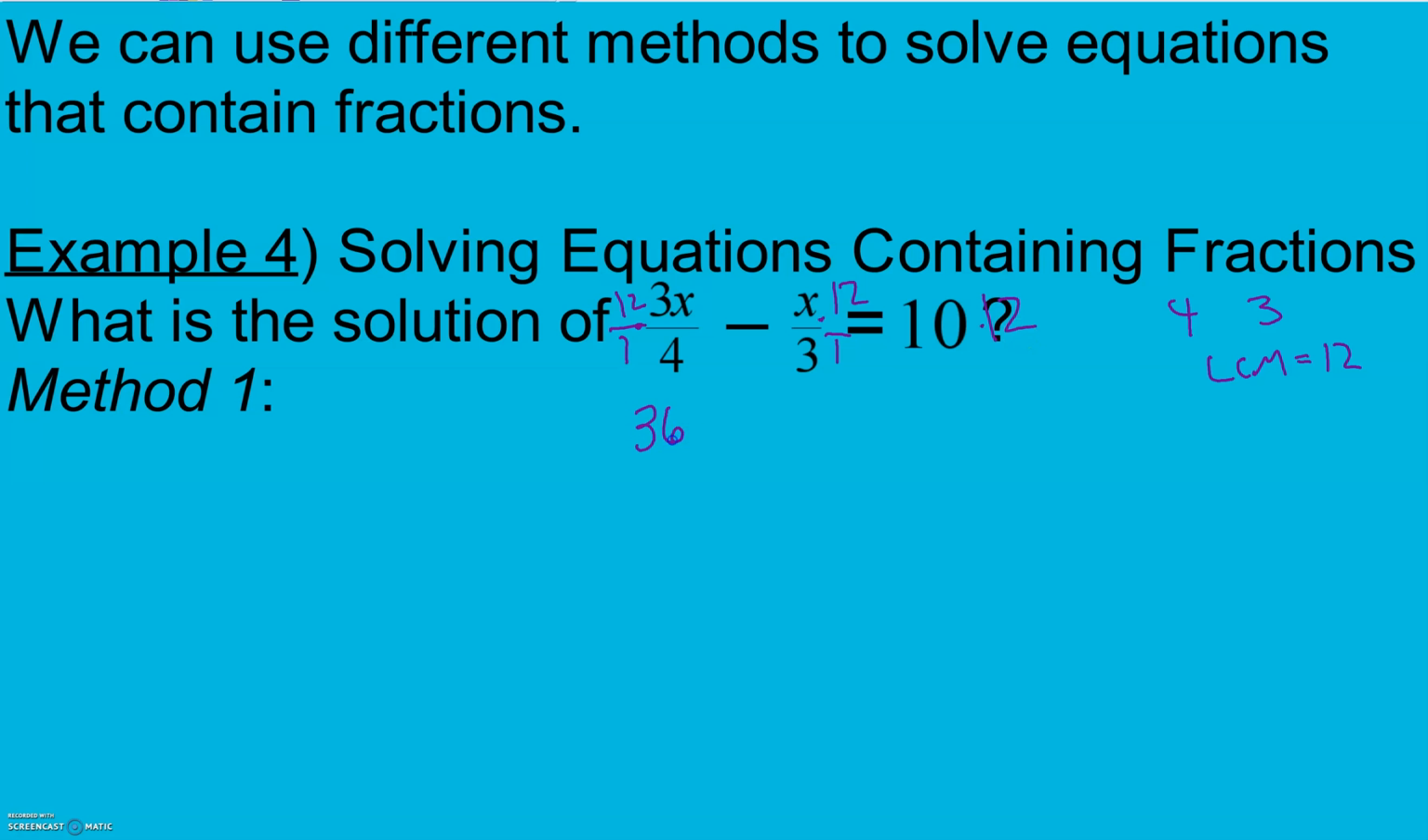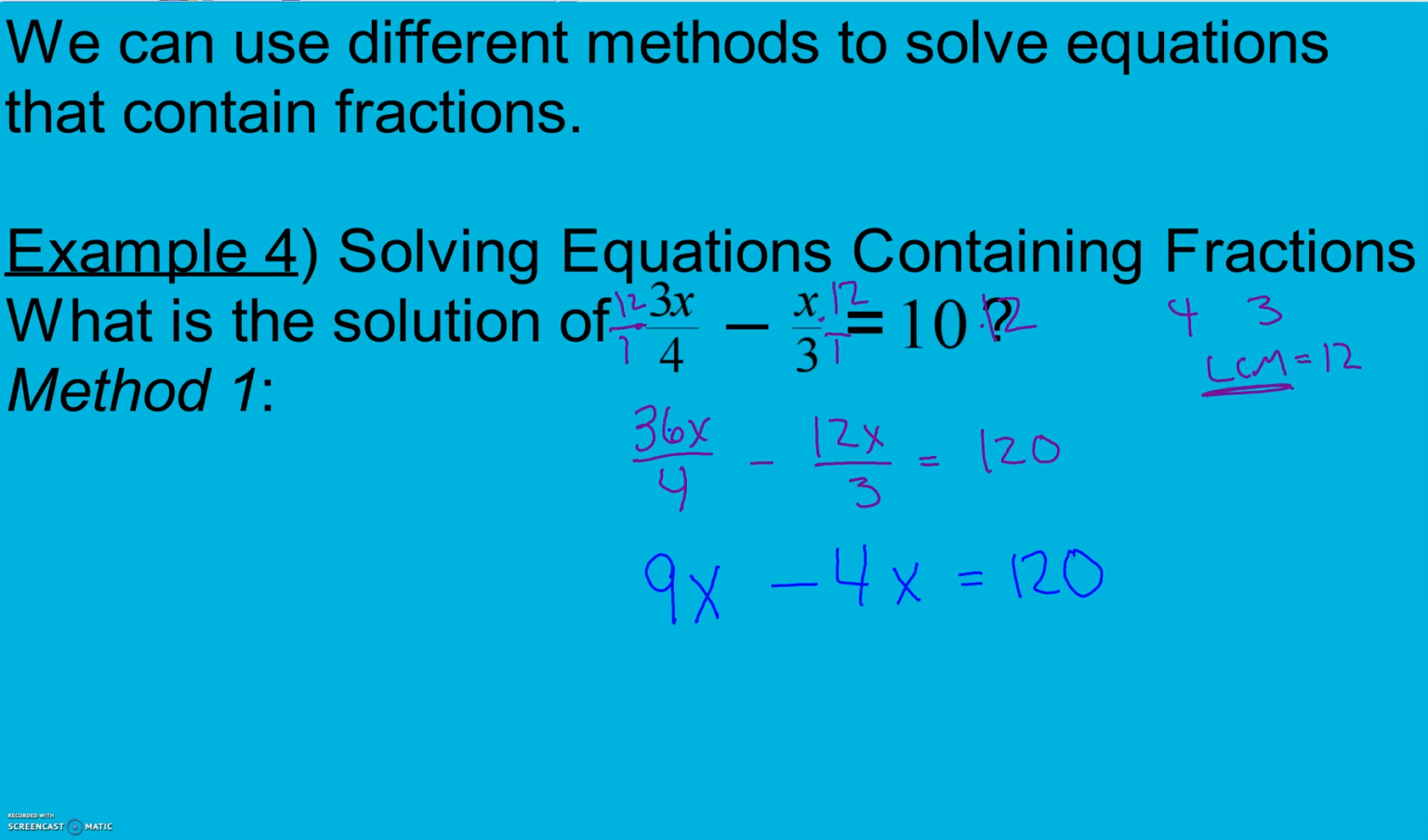I'm going to get 36x over 4 minus 12x over 3 equals 120. Again, I multiplied by my least common multiple to every single term. Now I'm going to reduce if I can. 36 divided by 4 gives me 9x. 12 divided by 3 gives me 4x equals 120.